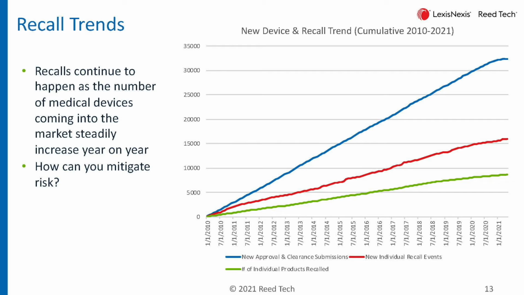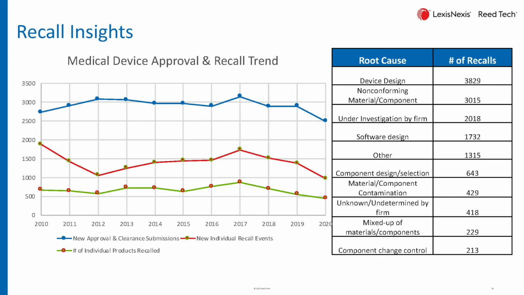Additionally, there are patterns in the data that pinpoint the most common reasons that a medical device product could be recalled. And according to the data, we're seeing that the most common root cause is device design followed by a non-conforming material. And this is pulled from the FDA recall reports.